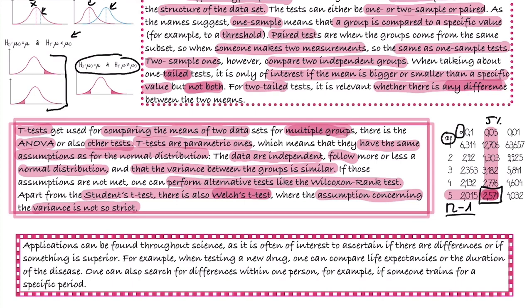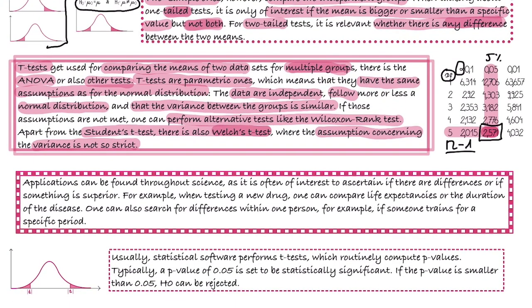Now, we're talking about the t-test as there are so many applications throughout science, because it's often of interest to ascertain if there are differences or if something is superior to something else. For example, when you're testing a new drug. There you might want to compare life expectancies or also just the duration of the disease to assess if one medication is better than the other one. You can also search for differences within one person, for example, if someone starts training or if they start taking another medication.